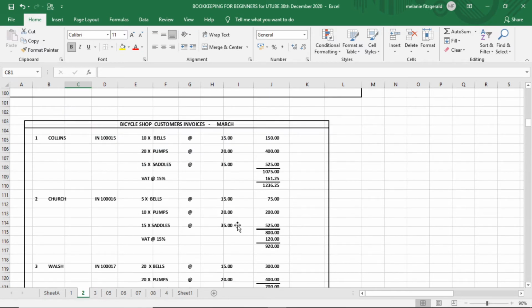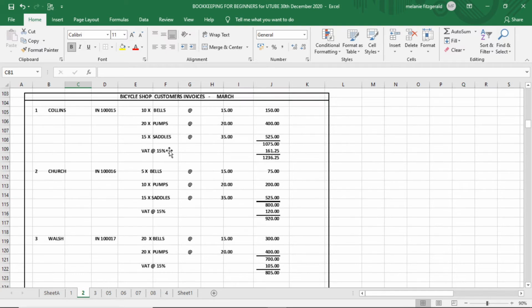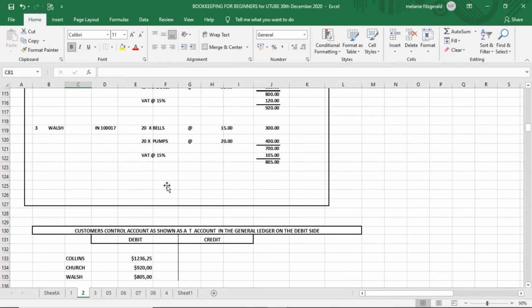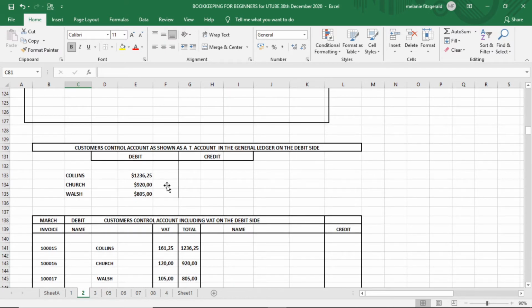Okay, so here are the customers. Remember from lesson one, all the customers that came and bought our stock? Well, most of it, I hope. Here's the same invoice from lesson one. Now we're going to do the same with our customers. We're going to open up a customer control account. And this is as it's shown in the general ledger again. So once again, we use this as an example.